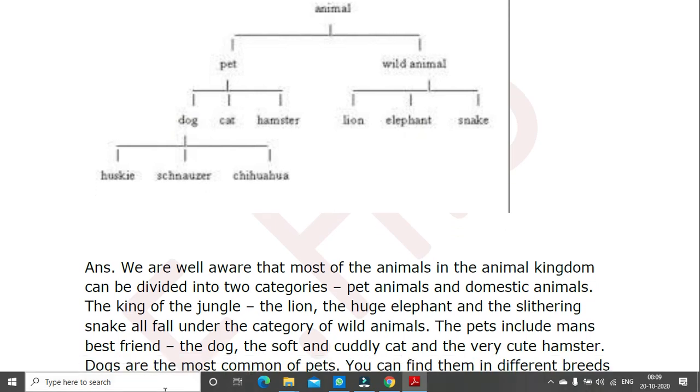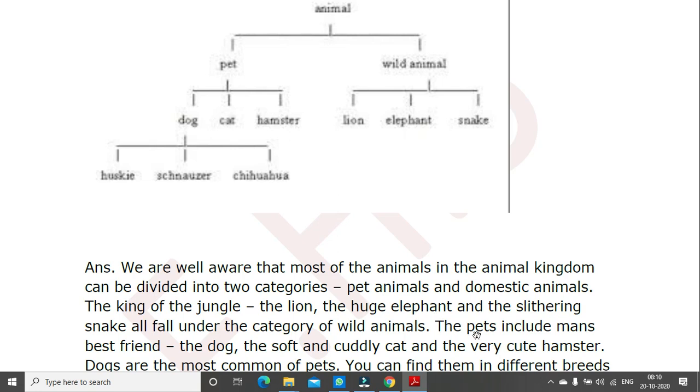Answer: we are well aware that most of the animals in the animal kingdom can be divided into two categories: pet animals and domestic animals. The king of the jungle, the lion, the huge elephant, and the slithering snake all fall under the category of wild animals. So I just gave little about the lion, the king of the jungle. Here, if I wanted, I could say, I just said huge. I could also say the gentle giant elephant. Okay, elephant also called the gentle giant or something like that.